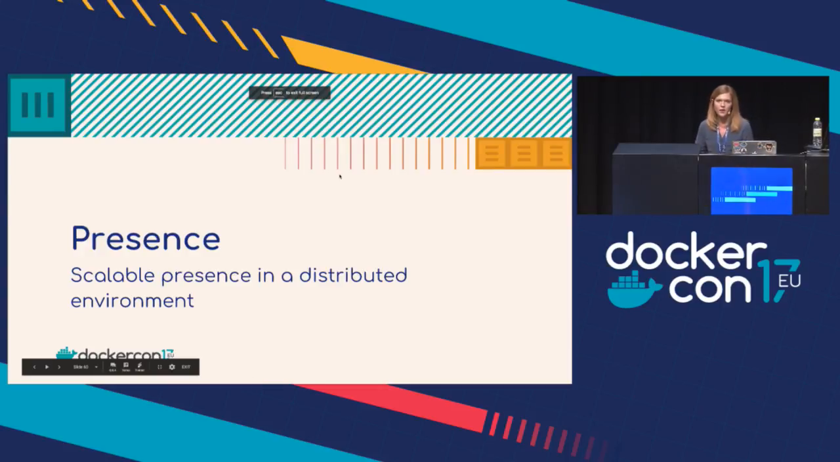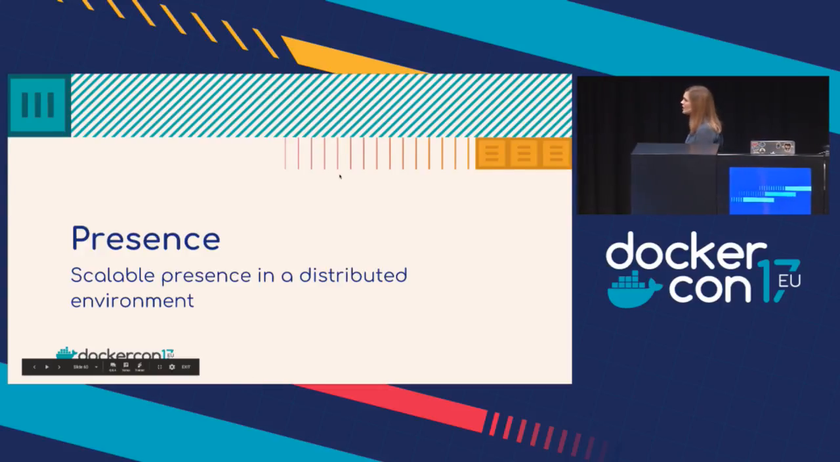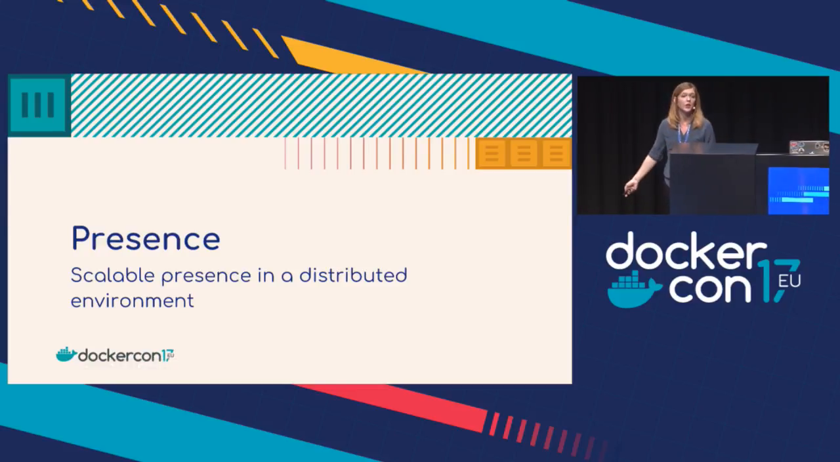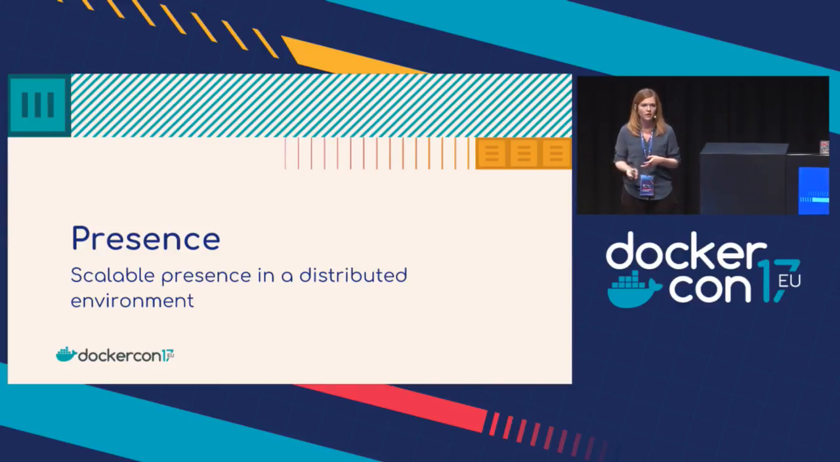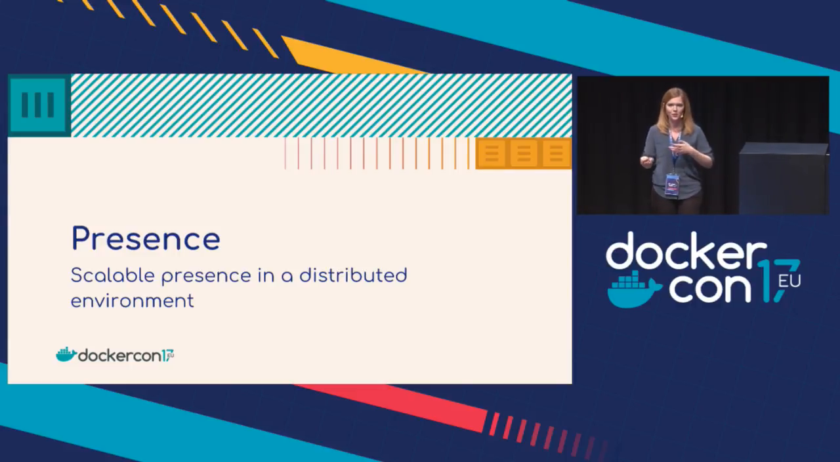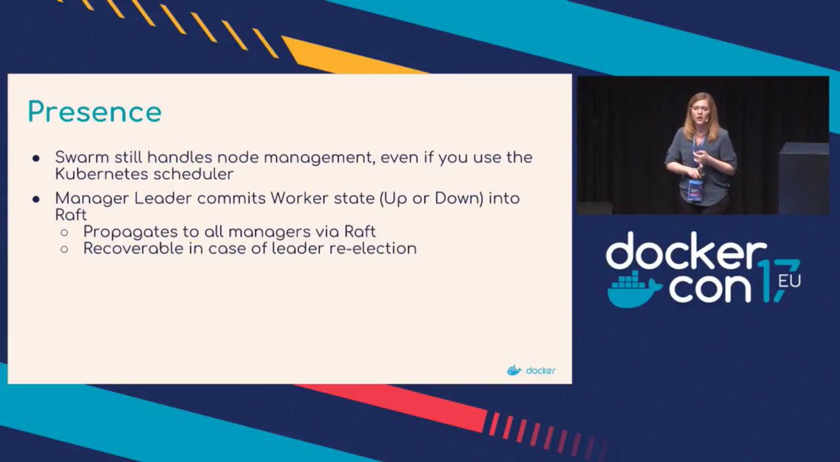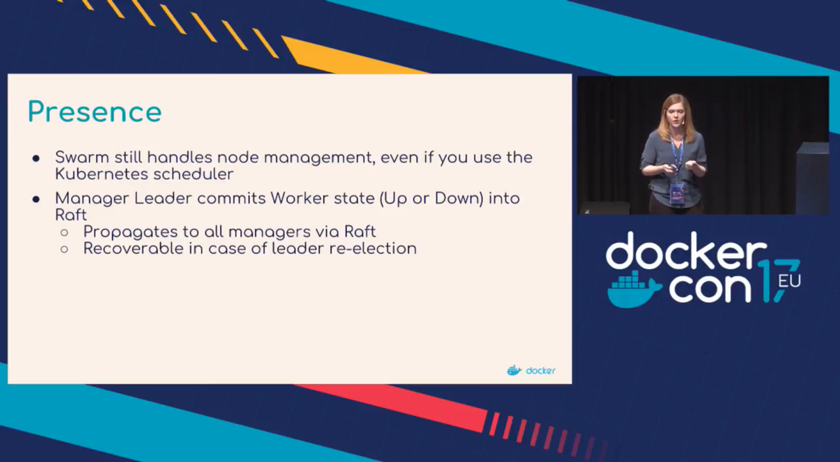Cool, so I just demoed a bit of bringing some nodes down. In this case, we had only managers in our cluster for educational purposes. In reality, we would have a mix of workers and managers. But how does their state get managed, and who's responsible for understanding the up and down state? Even if you are using Kubernetes with Docker, as was just announced yesterday, Swarm is still handling the node management. This up-down state and node management is still handled by SwarmKit, even if you're going to deploy to a Kubernetes cluster.